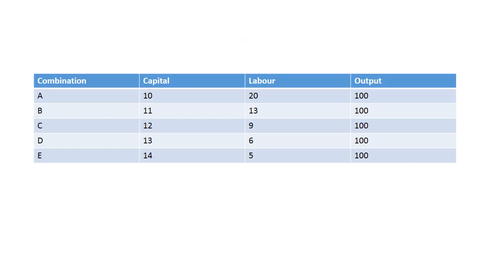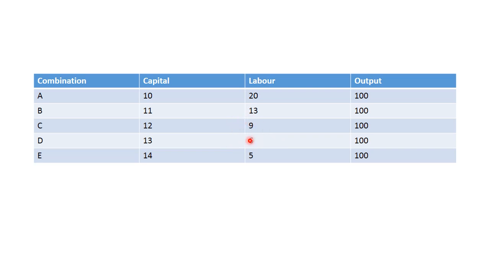Now we have an isoquant schedule. We have combinations A, B, C, D and E. For A, we use 10 units of capital and 20 units of labor and produce 100 units of output. For combination B, we use 11 units of capital. So what we have done is add one more unit of capital and reduce labor by 7 units, to 13 units of labor. Production is the same, 100 units. We add one more unit of capital, and we can reduce labor to 9.